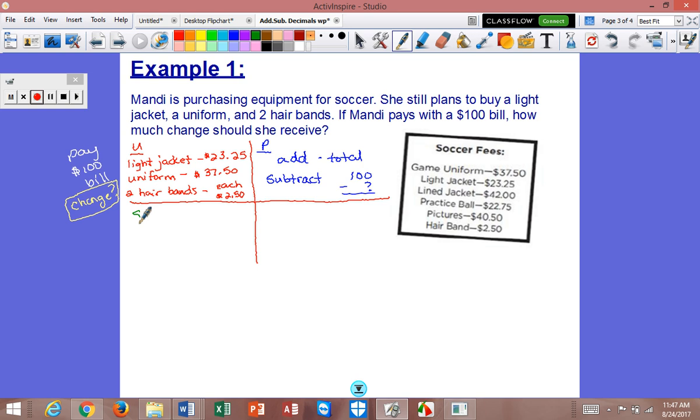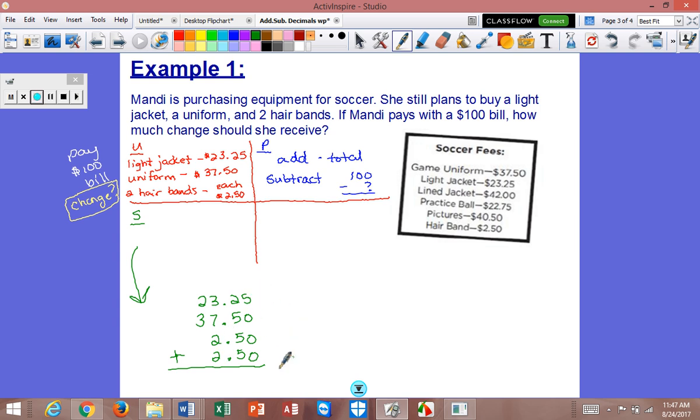Now we're going to actually solve, and I'm going to probably be writing more down here for the sake of space. So she's buying a jacket, that's $23.25. She's buying a uniform, that is $37.50. Then 2 hairbands. So I need to make sure I write down $2.50 2 times. Notice I lined up the decimals. Now I'm going to add.